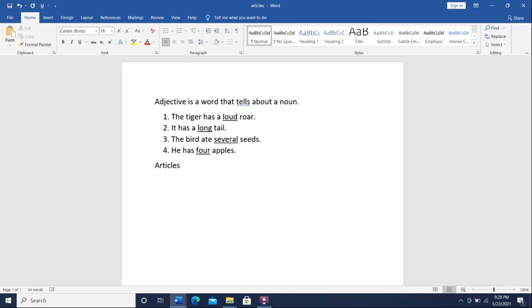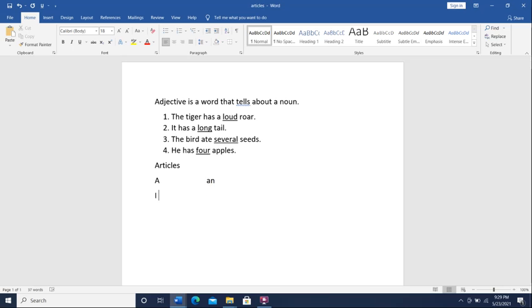Articles are special adjectives that come before a noun. We have 2 articles. We have a, and we have an. Okay, so a comes before a word that begins with a consonant. What's a consonant? A consonant is a letter from the alphabet that is not a vowel. And an is an article that we put before a vowel. Okay, let's see if you guys remember.